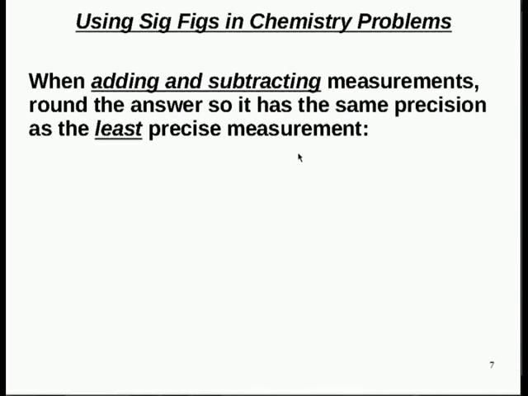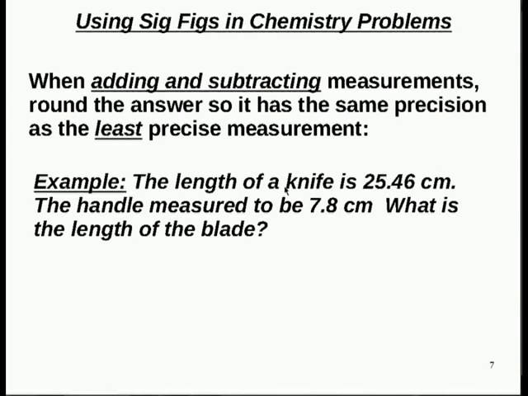So the rules are when adding and subtracting measurements, you round the answer so that it has the same precision as the least precise measurement, okay? For example, the length of a knife, let's say, is 25.46 centimeters. The handle measured to be 7.8 centimeters. What is the length of the blade?